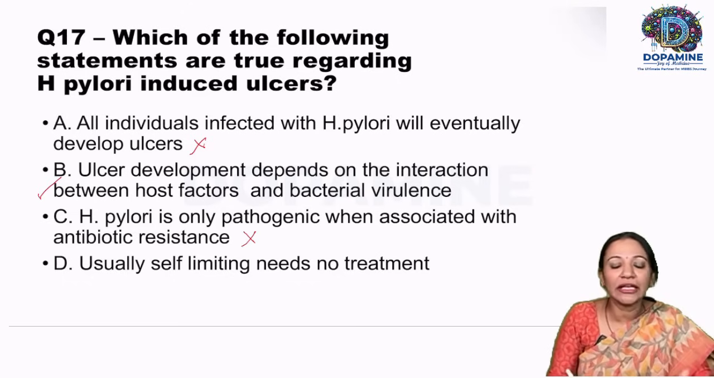Usually self-limiting, needs no treatment? Need not be. Most of the people will be asymptomatic. Some can have symptoms, some can have gastric ulcers, some can even have cancers. Gastric adenocarcinoma, even a B-cell lymphoma is possible. So it needs treatment depending on the clinical features. So the right response here is that ulcer development depends on the interaction between the host and bacterial virulence factors.